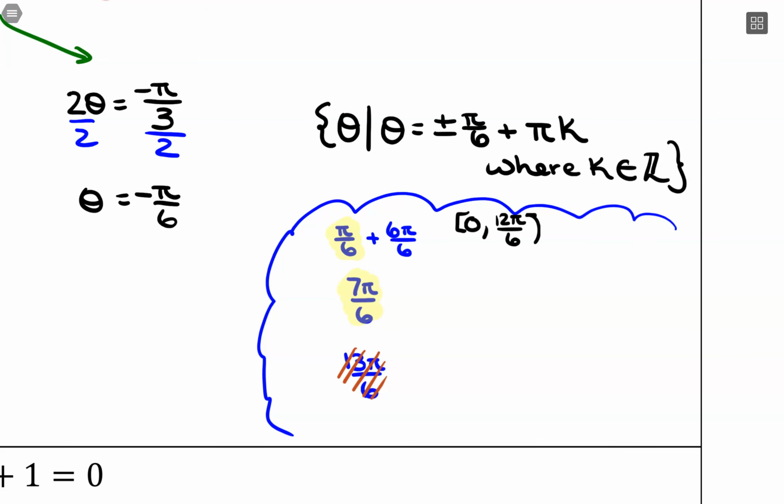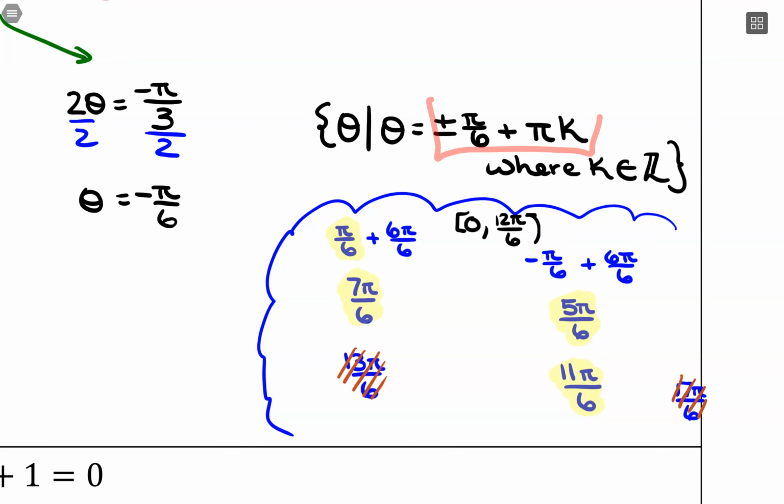Now I'm going to do the same thing, but with negative pi over 6, plus intervals of pi, which is 6 pi over 6. So negative 1 plus 6 is 5 pi over 6. Add 6 pi over 6 again, that's 11 pi over 6, and that still fits in our interval. If I added 6 again, so 17 pi over 6, that goes too far past the 12 pi over 6, so that's not good. So I have that 11 pi over 6, and I also have that 5 pi over 6. I do not have the negative pi over 6.